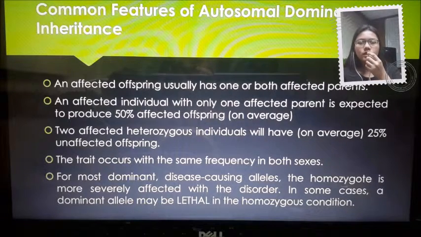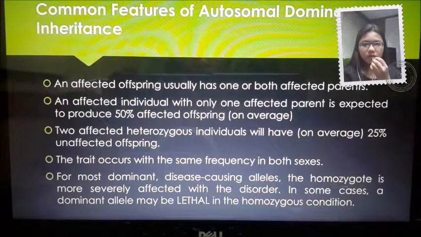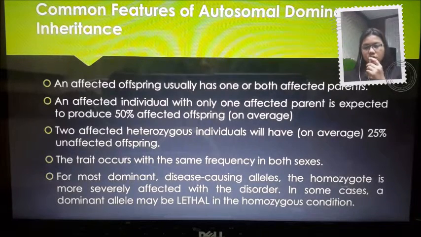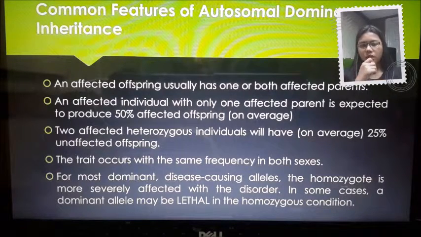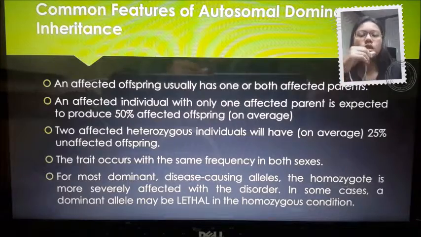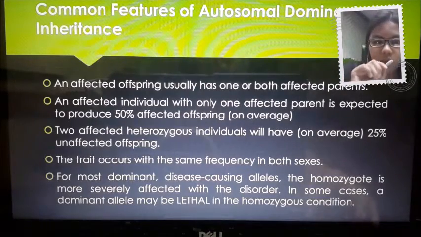Okay, an affected offspring usually has one or both affected parents. Then the trait occurs with the same frequency in both sexes, so there is no exception. And then, as I have said a while ago, in some cases, a dominant allele may be lethal in homozygous condition.